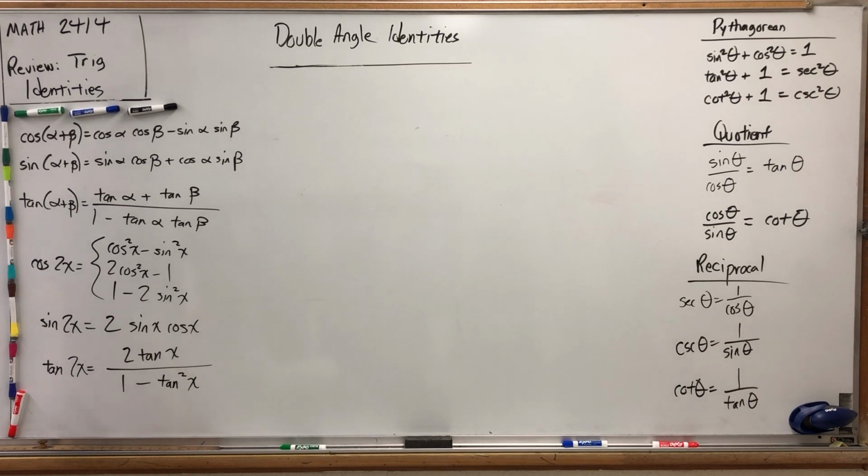As far as these go, I would really know these 2. The tangent one shows up on rare occasions, and if it does, you might just want to go back and review it. But I would definitely know cosine of 2x and sine of 2x, especially the 3 variations of cosine of 2x.